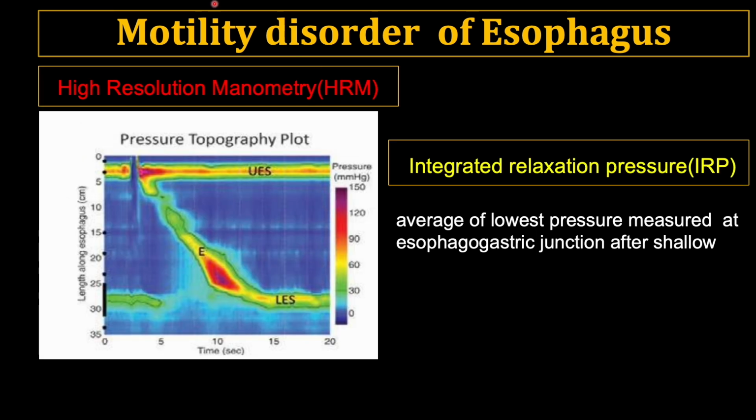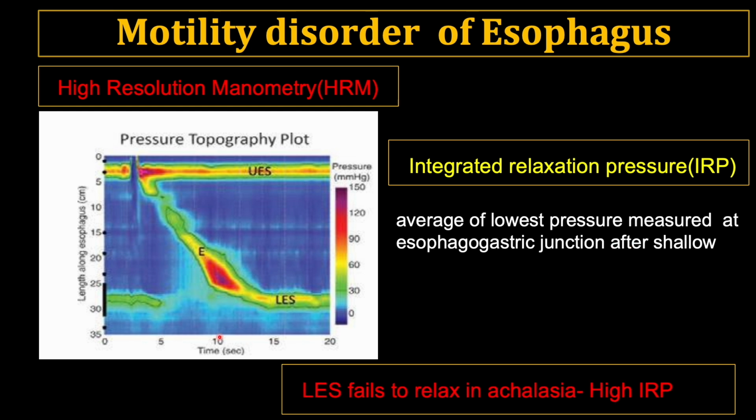In brief, high resolution manometry is the gold standard investigation for motility disorder of the esophagus. In high resolution manometry, we measure a pressure known as integrated relaxation pressure. Integrated relaxation pressure represents the lowest pressure measured at the esophagogastric junction after swallowing. So, whenever the lower esophageal sphincter fails to relax, as in achalasia, it leads to high integrated relaxation pressure.